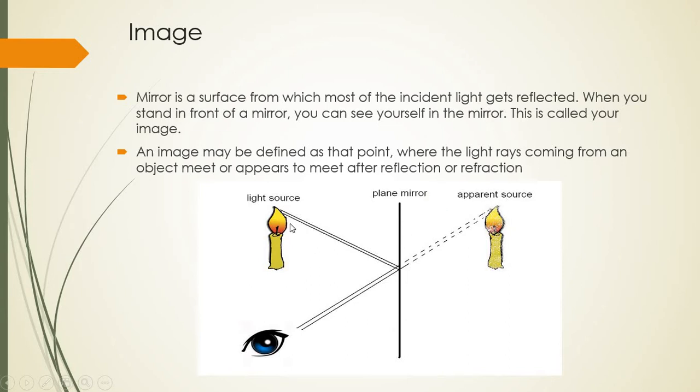So this is the apparent source. This one is the plane mirror. This is the light source. This is about the image.